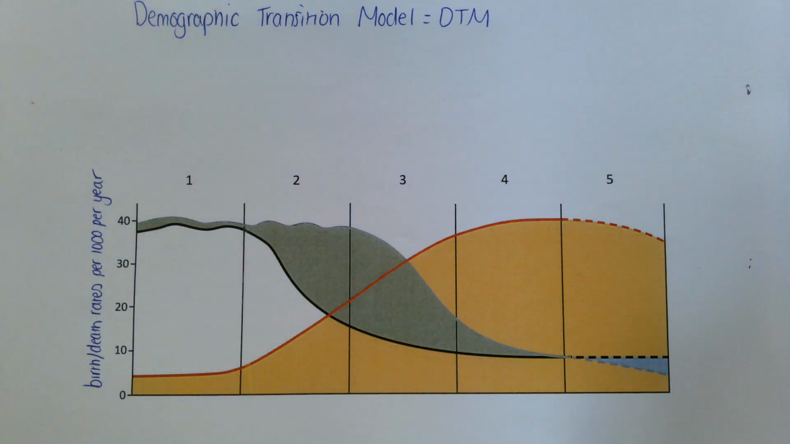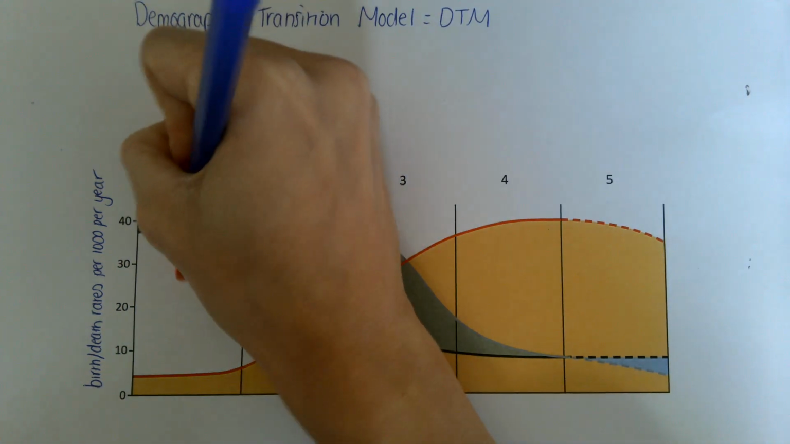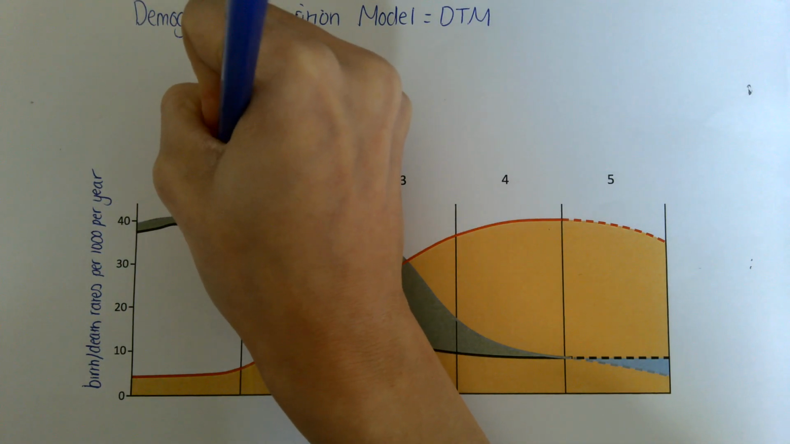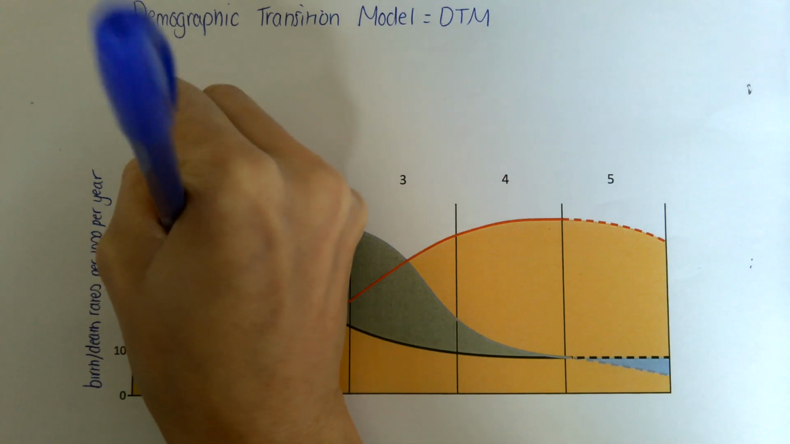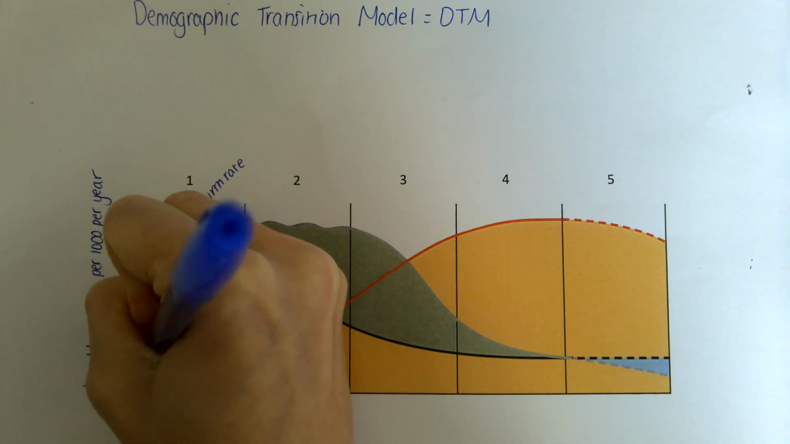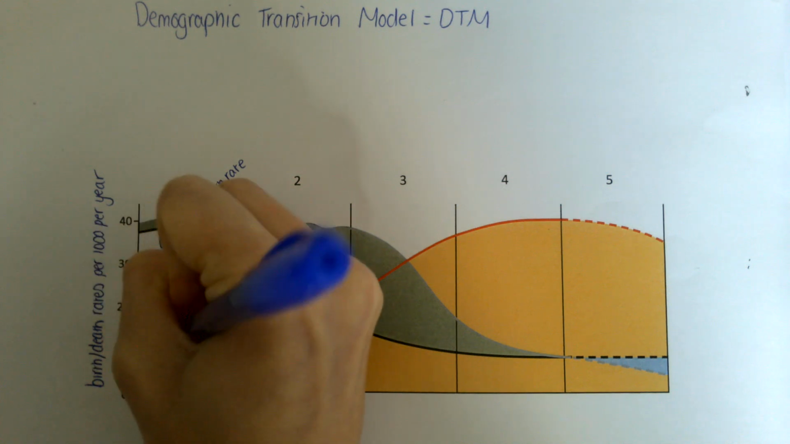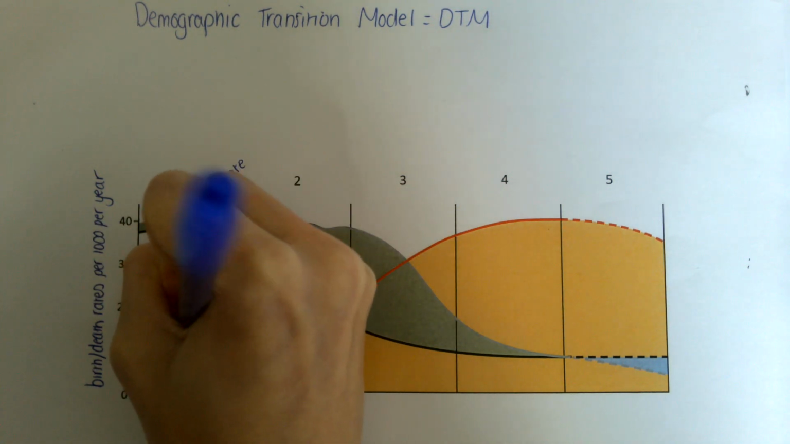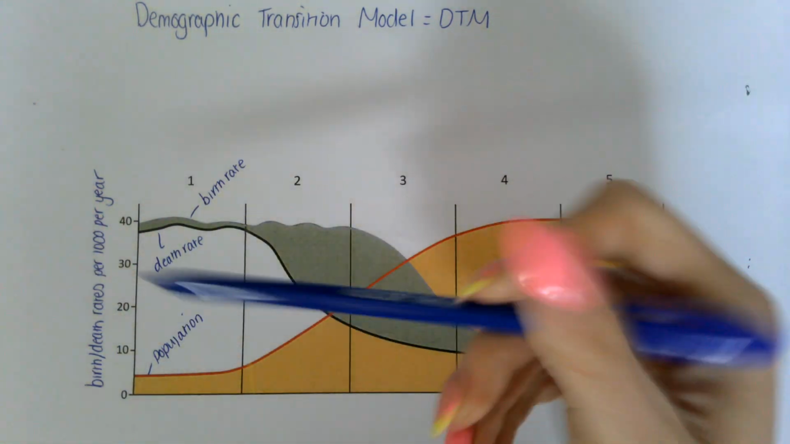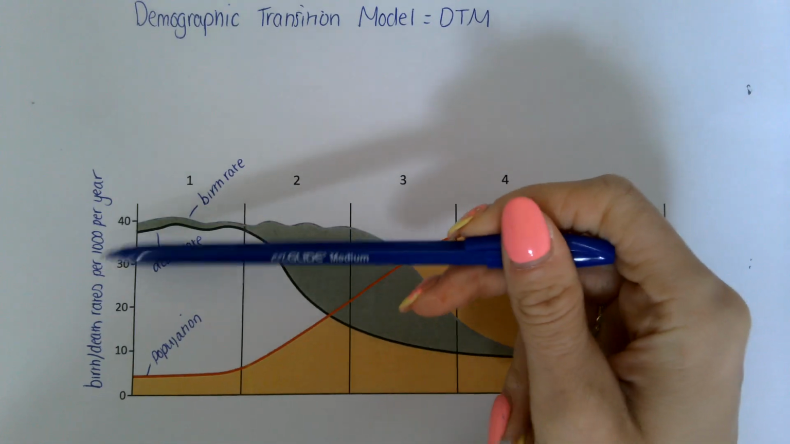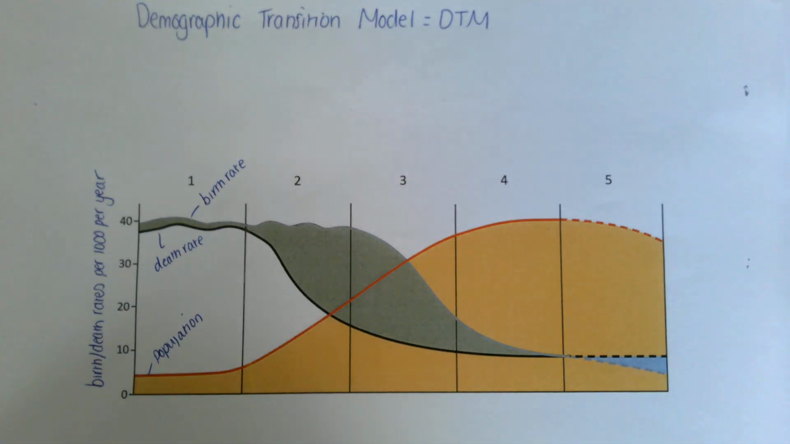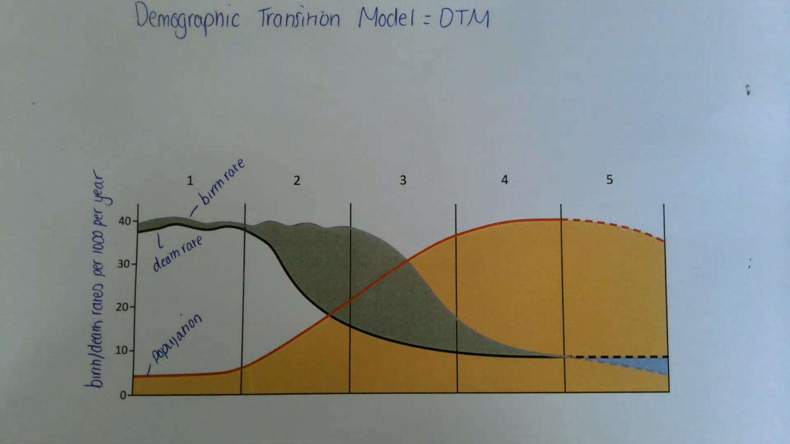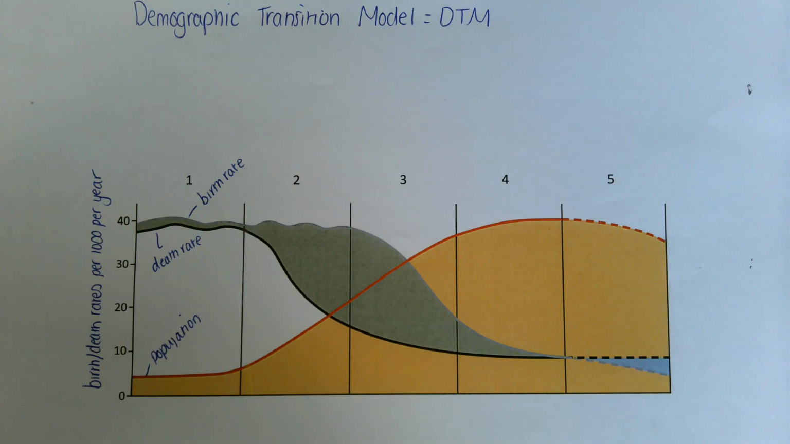So we're just going to label the different lines on our demographic transition model. This top one is your birth rate. This black line is your death rate. And this red line is your overall population. On the left hand side, it is the birth and death rates per thousand per year. Remember, if you are in an exam and they ask you for a birth or a death rate, it is per thousand. Make sure you are referencing that for rate.